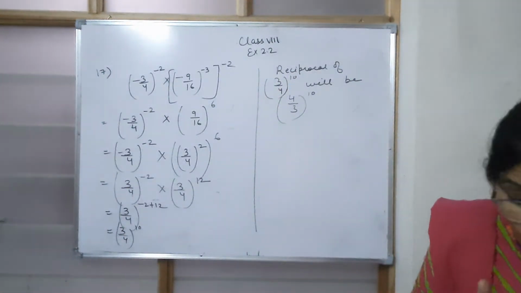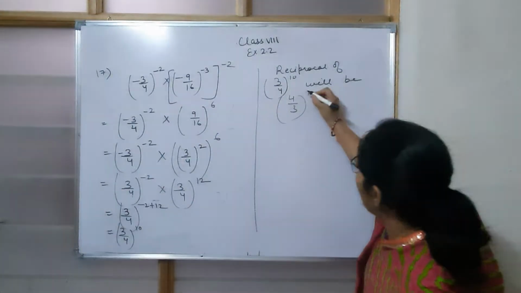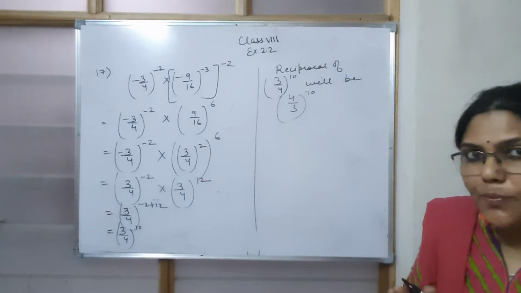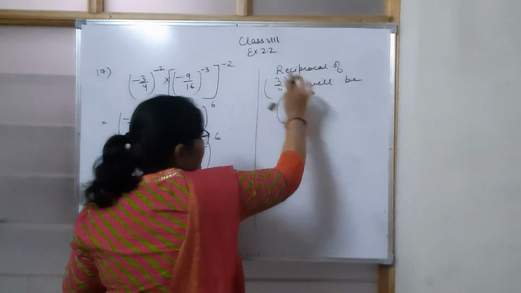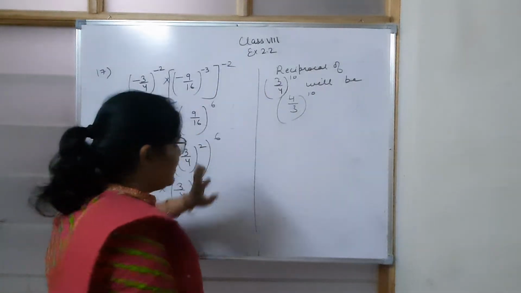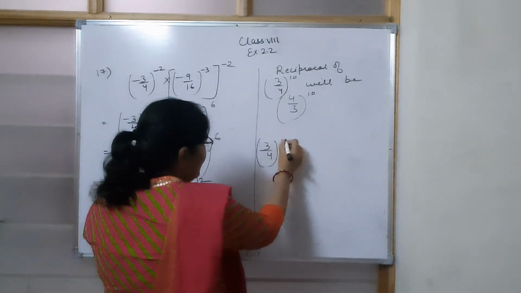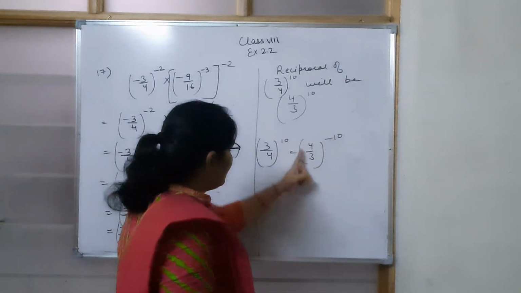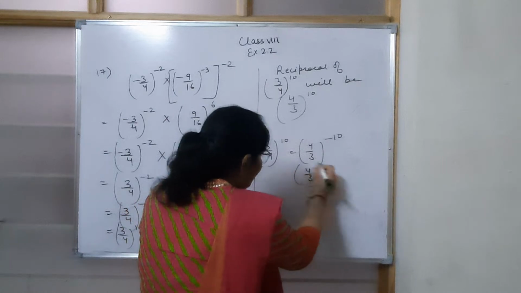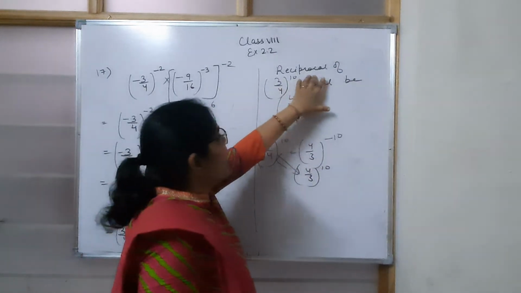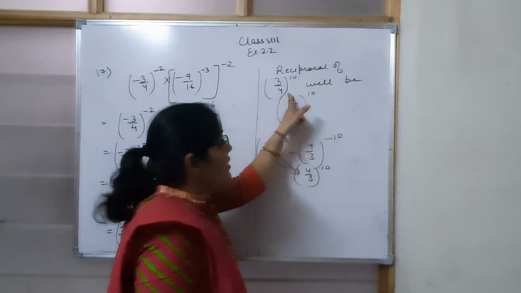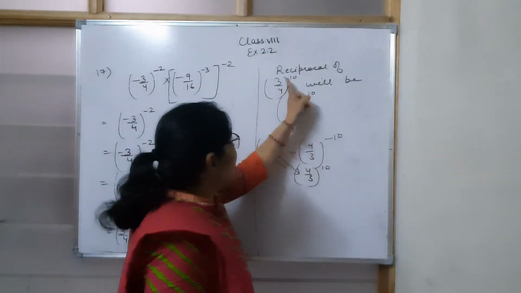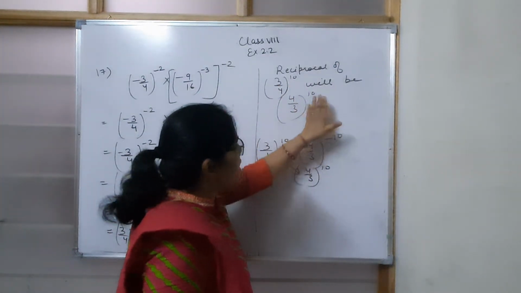Yes, they are not asking you to change the sign. If you change the sign, this and this will remain the same. But we just need to find the reciprocal. Just remember, class, if I change that, this is the reciprocal. Because if I reciprocal the base, the power will become positive, it is again the same. So we just need to find the reciprocal of 3 upon 4 raised to the power 10, which will be 4 upon 3 raised to the power 10.